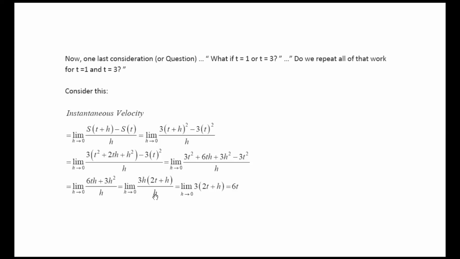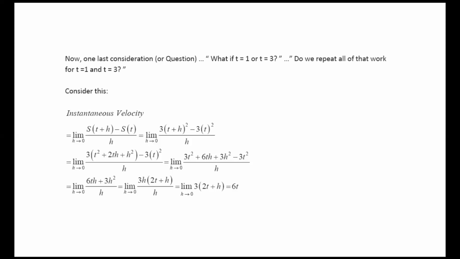We still have this burdensome h in the denominator, but look, we're approaching 0. We don't get to 0, so we cancel these two h's, and we're left with just 3 times t plus h. Now, let h become 0, and you have 6t. Now you say, what does that mean? That means that the instantaneous velocity is 6 times t, whatever t is.